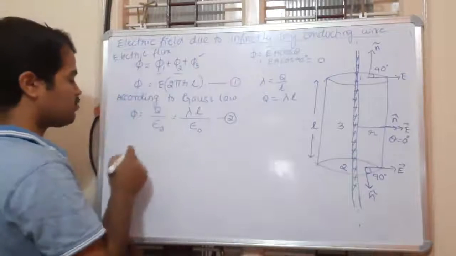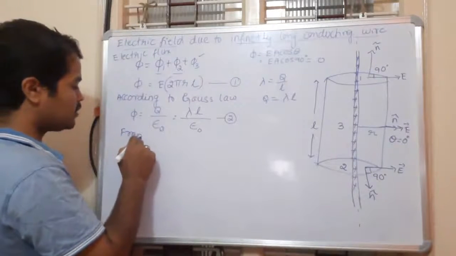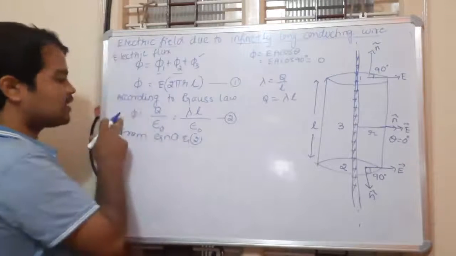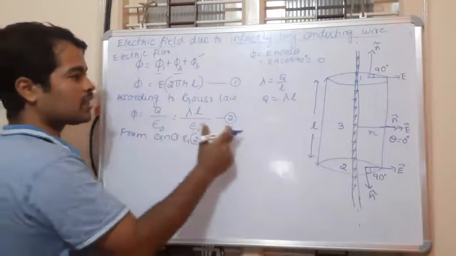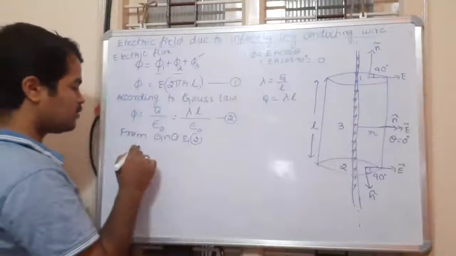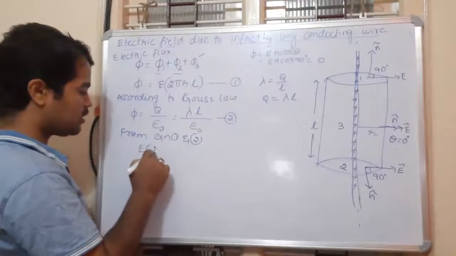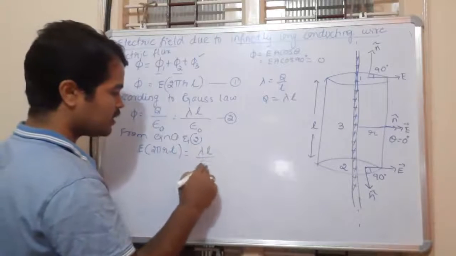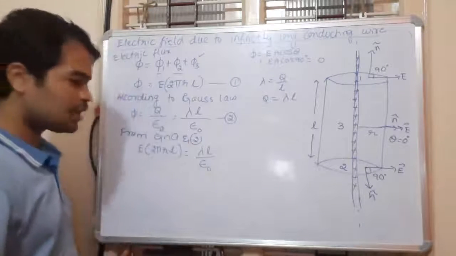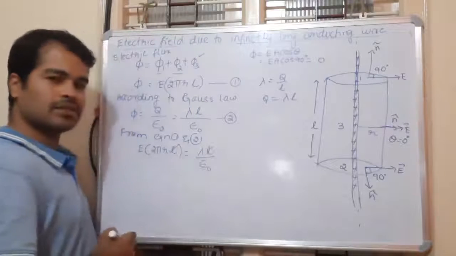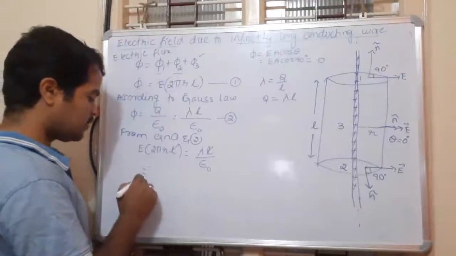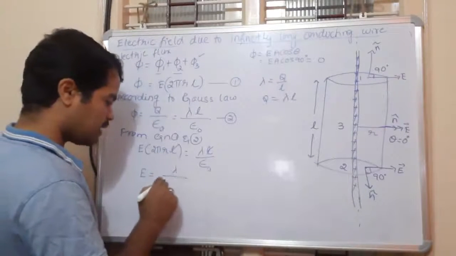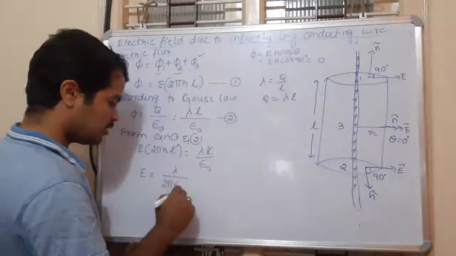Now from equation number 1 and 2. Now look at them. Left hand side is same. Since left hand side is same, the right hand side must be equal, right? Then we can write electric field multiplied by 2 pi R L must be equal to lambda L by epsilon naught. What is going to cancel here? L and L is going to cancel. Remaining, that is electric field. I want electric field equal to this; I'll take 2 pi R to this side. It will become lambda by 2 pi epsilon naught into R.